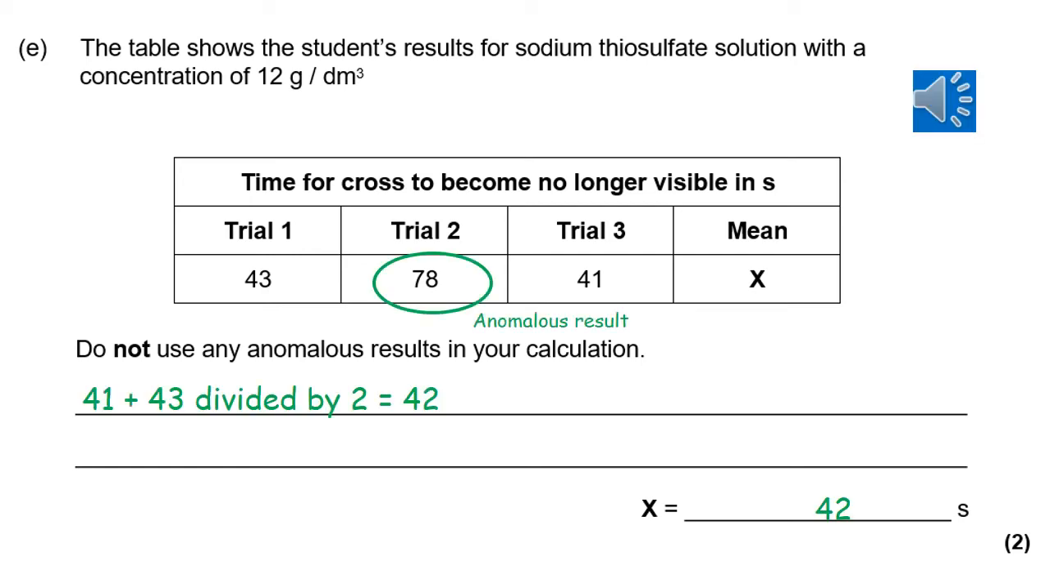Just bear in mind that this question, having the information "do not use any anomalous results in your calculation," is unusual. Generally speaking, they won't tell you that, and they'll expect you just to notice. So in this, we ignore the 78 because it is significantly different from the other two values, the 41 and the 43. Average those two and you'll get 42 seconds.